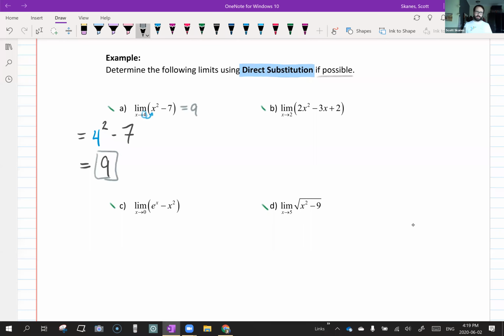It doesn't matter how complicated that function is, or even what it looks like. All we know is that if we're going close to the x value of 4, at some point it's agreeing that the y value is 9. Easy peasy. Let's do the next one.